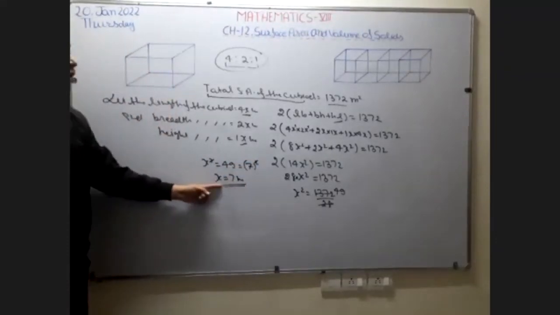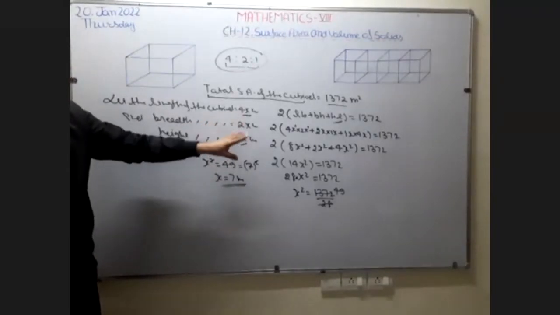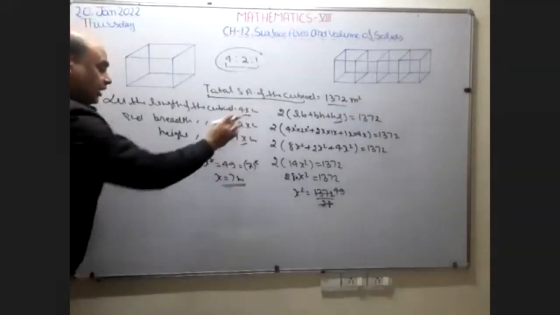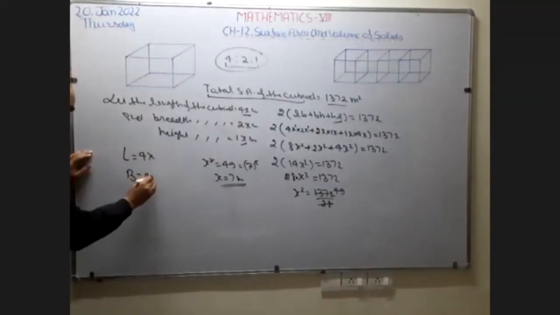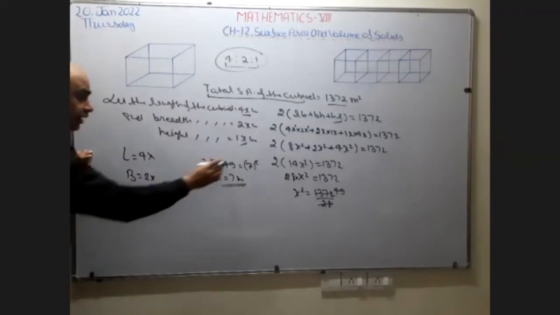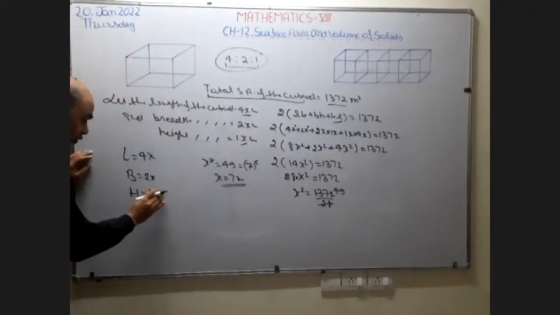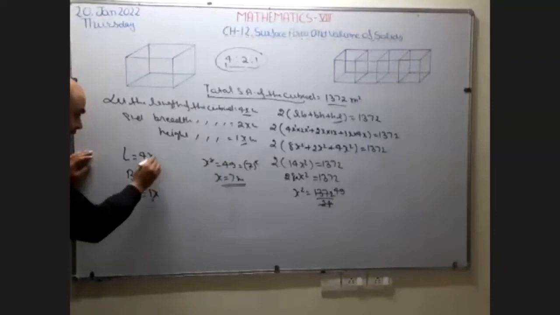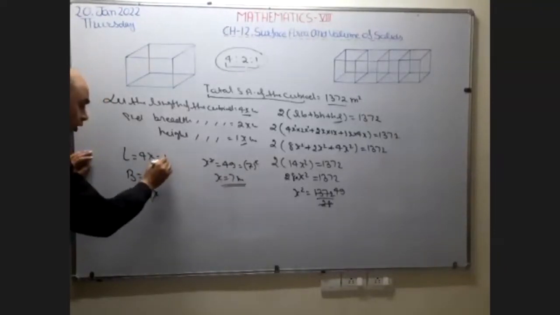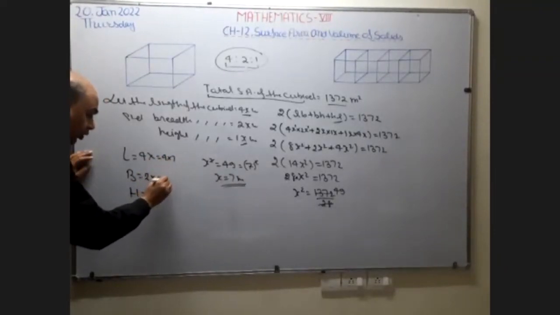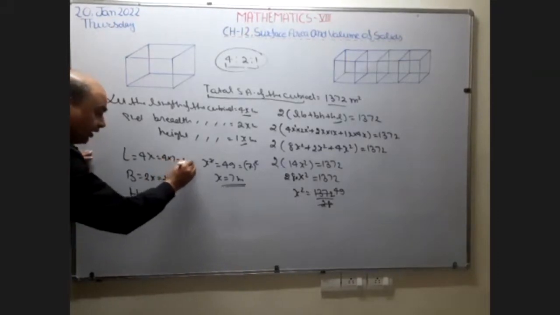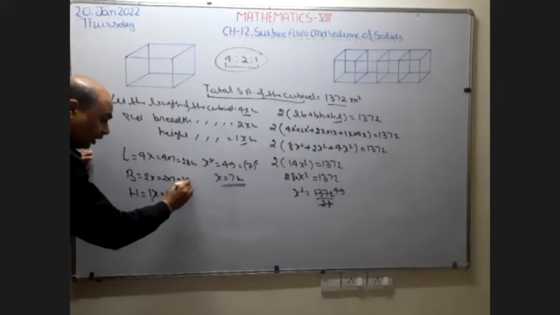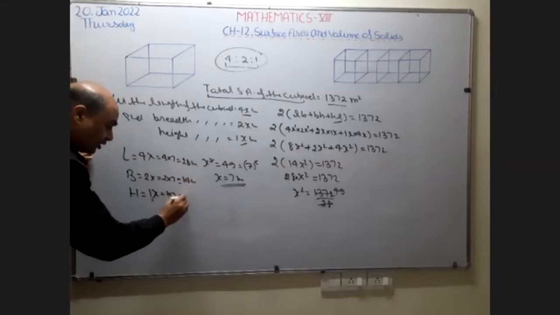Now use this value in the length, breadth, and height of the cuboid. What is the length? The length of the cuboid is 4x. The breadth is 2x. The height is 1x. Now substitute the value of x. What is the value of x? 7. It's going to be 4 into 7, 2 into 7, and 1 into 7. 2 4s are 28 meter. 2 7s are 14 meter. 7 1s are 7 meter.